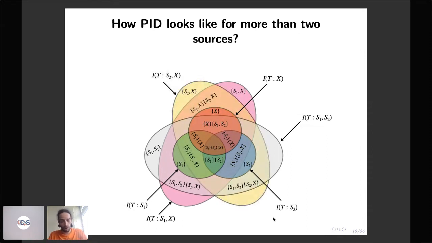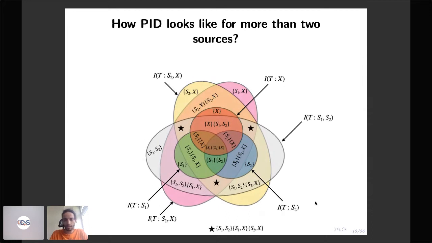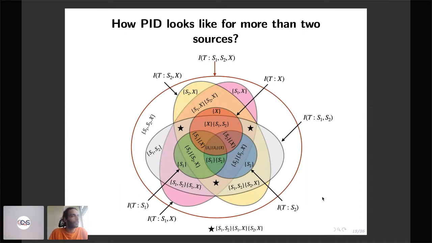And we get more and more quantities. Here I just want to highlight this quantity, the special quantity where we have the information which we can infer by looking at any of the pairs. So if you look at S1 and S2 together, we can get this information, or S1 and X, or S2 and X. And finally, we can think about the joint mutual information of S1, S2 and X about T. And then we get the final term, which is the pure synergy between S1, S2 and X. So the information we can get only by looking at these three sources.